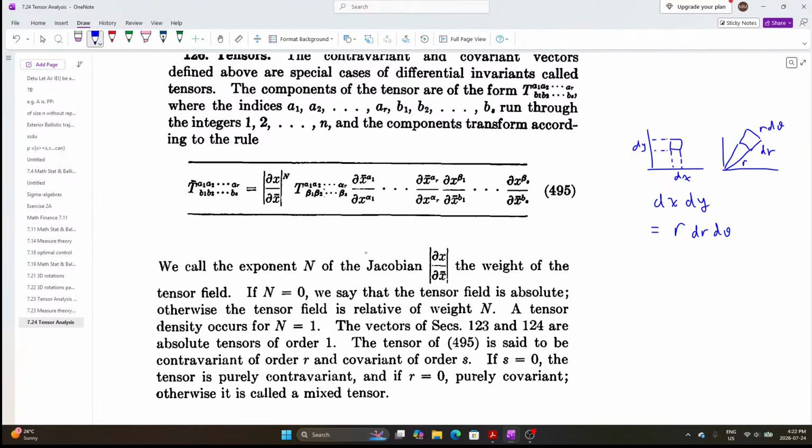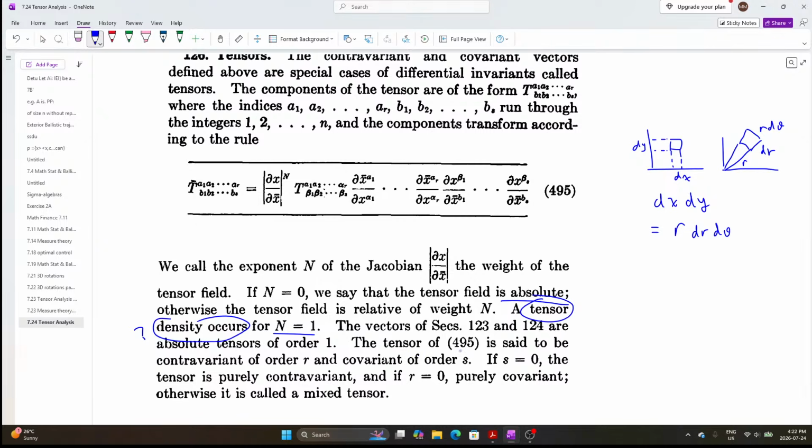So if n equals 0, which is what we've been seeing so far, we say the tensor field is absolute. And if n equals 1, which seems to be the only other option, a so-called tensor density occurs, which is undefined at this point. Okay, this might come up useful later. I suspect it has to do with integration, but I'm not sure.